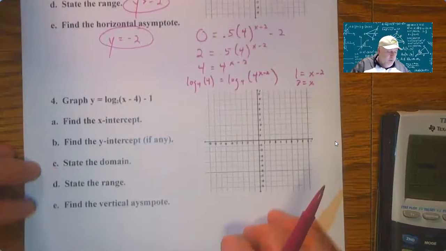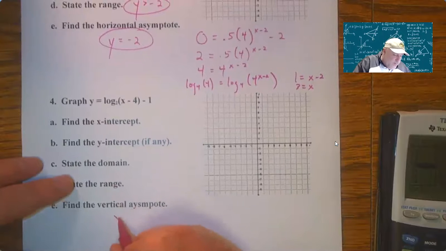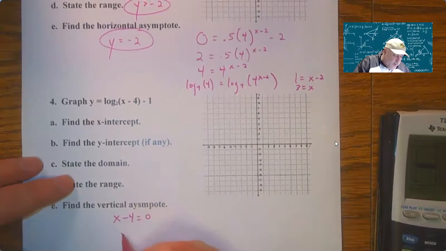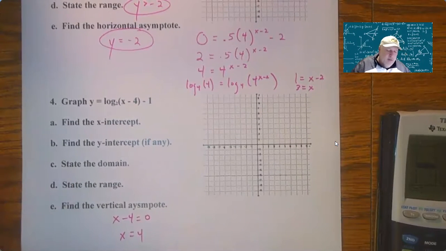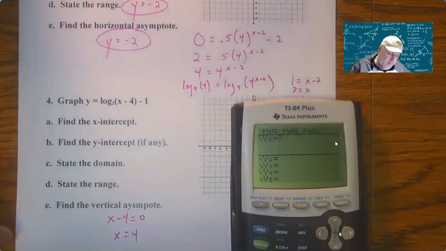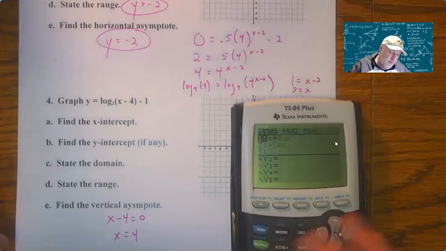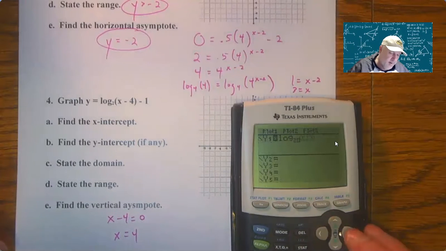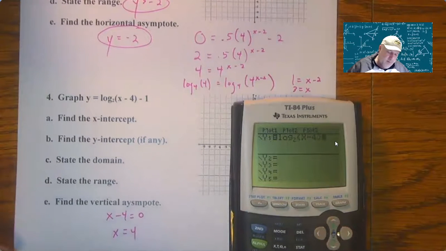Okay, problem 4. Vertical asymptote: you set this equal to 0 and you get 4. Then you just want to know, is the graph sitting to the right or to the left? So I'm actually going to use log base 2 of x minus 4, minus 1. Or you can say log of x minus 4 over log of 2, minus 1. Either way.